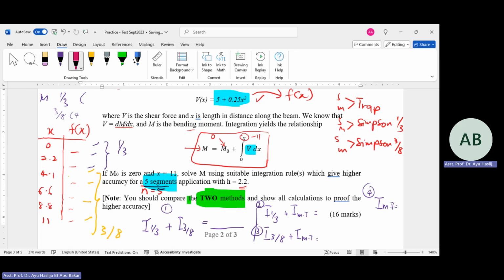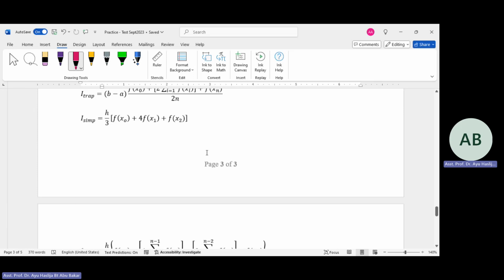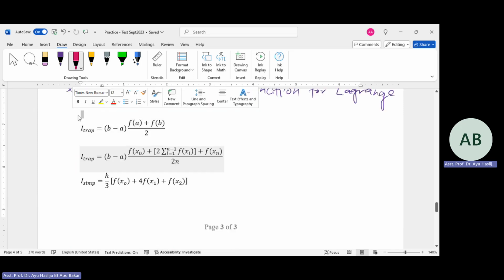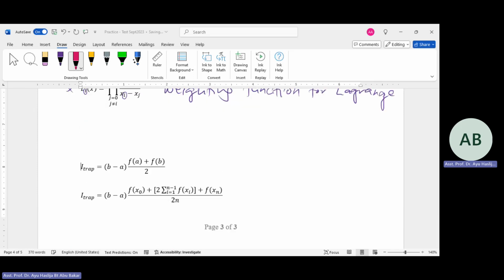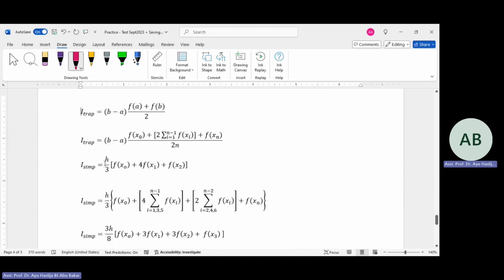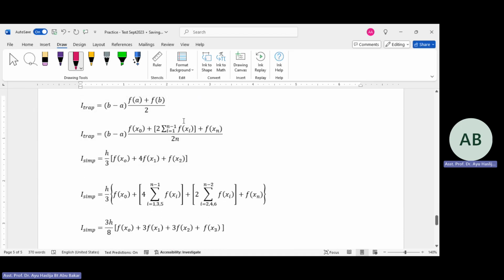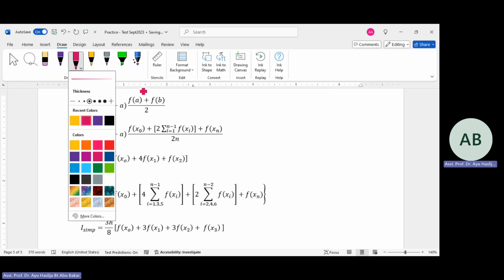Anyone still not clear on the question requirement? Clear? You should understand what it needs first. Then only can you proceed to find your data points and proceed with the integration method. Then refer to the appendix. These are the equations that will be given. Wait, I put it into one page. Trapezoid, single and multiple. This is the one that will be given.